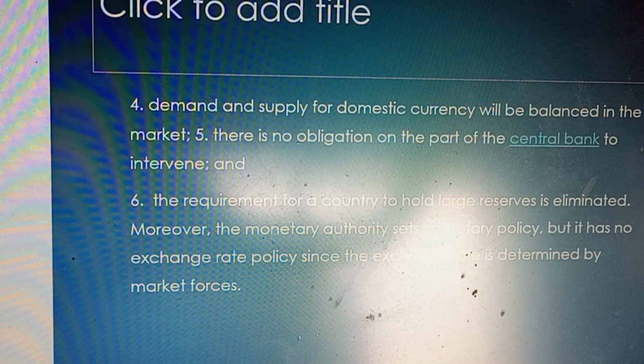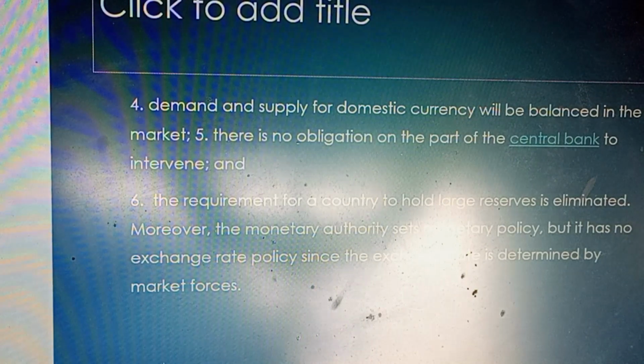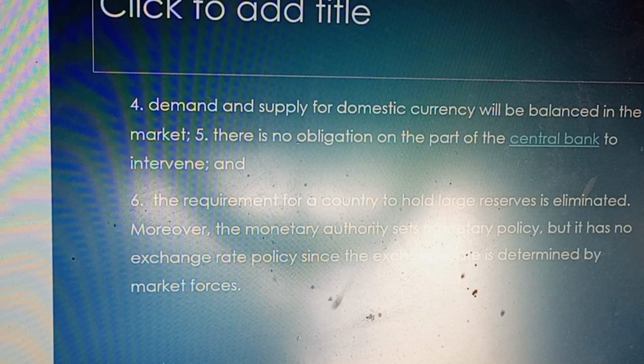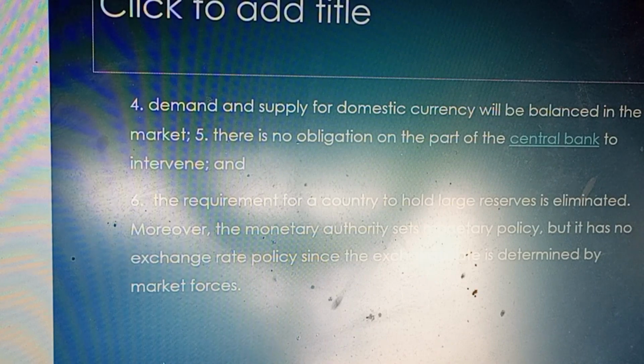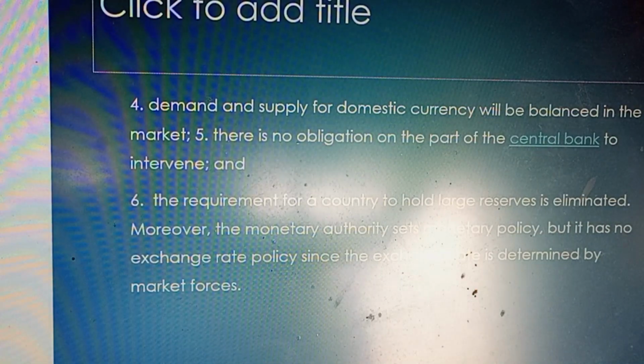And then to continue with this, demand and supply for domestic currency will be balanced in the market. Demand and supply for domestic currency are balanced in the market. None of these supersedes the other. It is not the case that there is more demand and less supply, or more supply and less demand. No, there is a balance in the system.